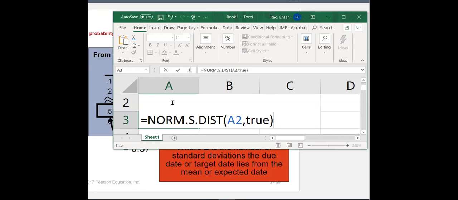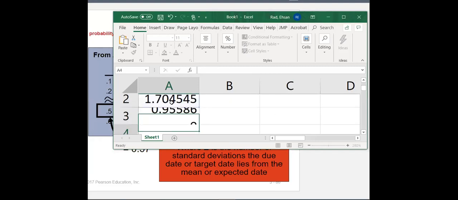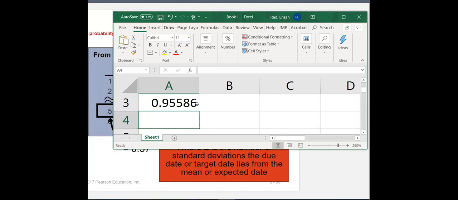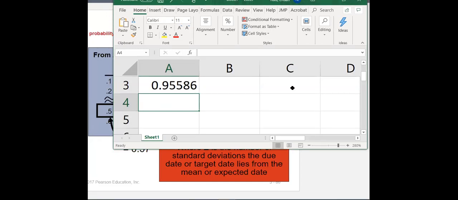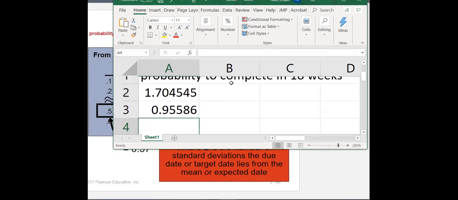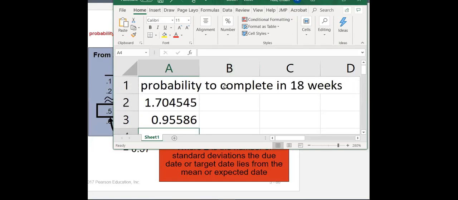So norm.s.dist of z value and true will give you 0.95. 95% is the probability of finishing in 18 weeks. Good job. These are good stuff, right? Good information to use for management. They're good for management. Any questions?